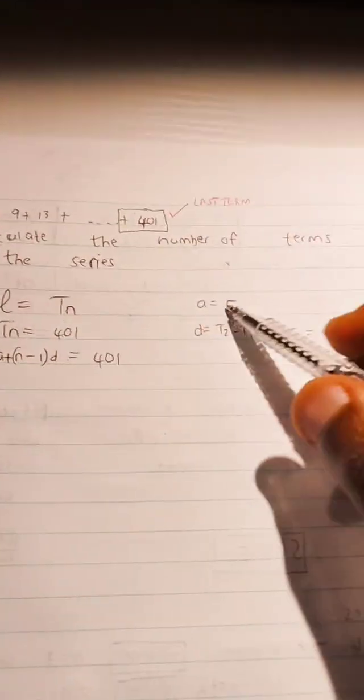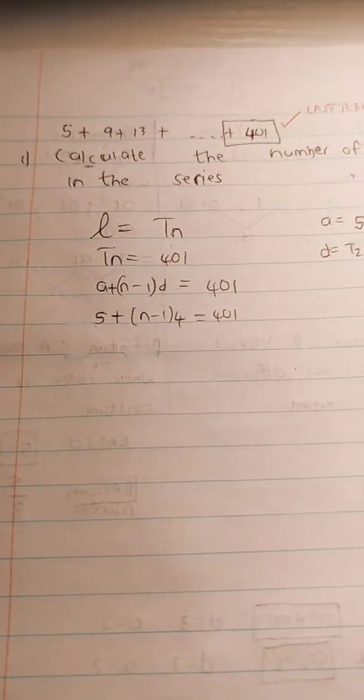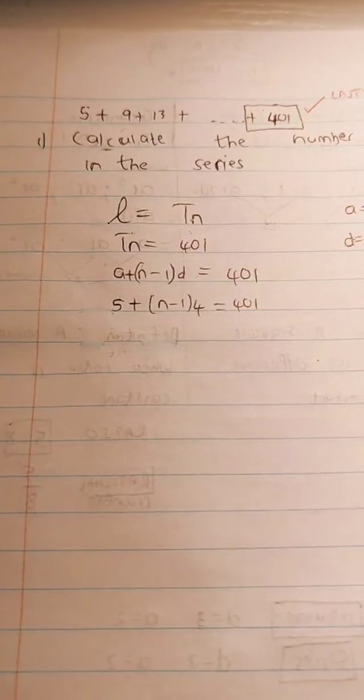So we can now substitute. In the place of A, we write 5 plus n minus 1, and d is 4, which is equal to 401. I think we are ready now to distribute and solve.